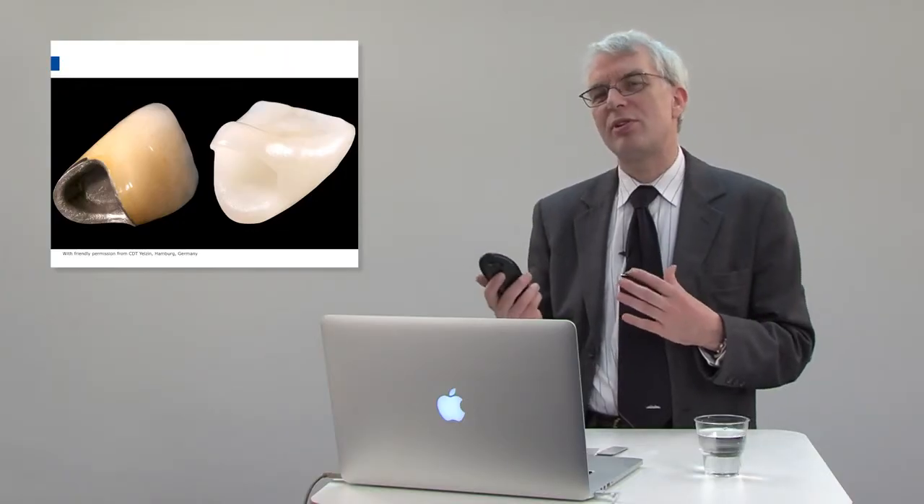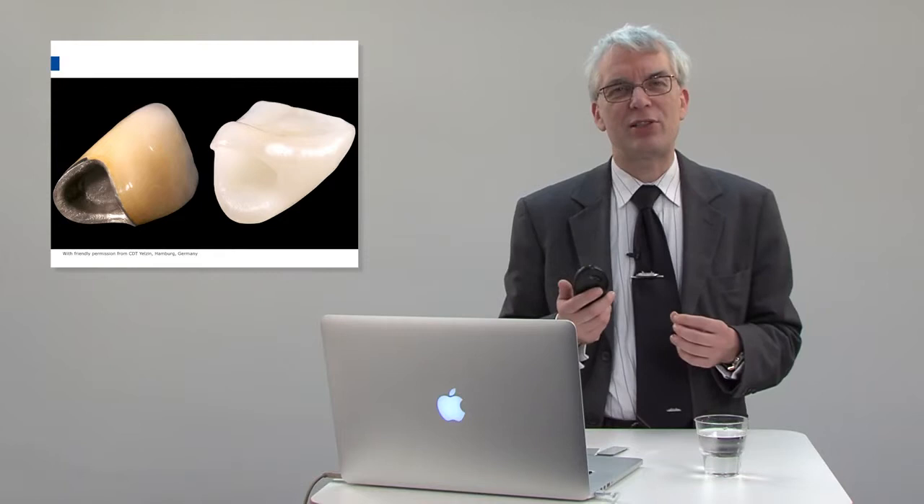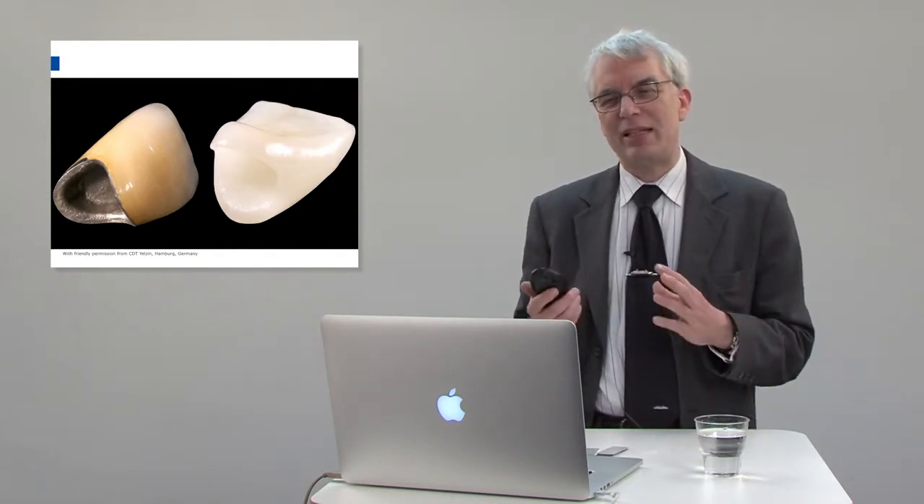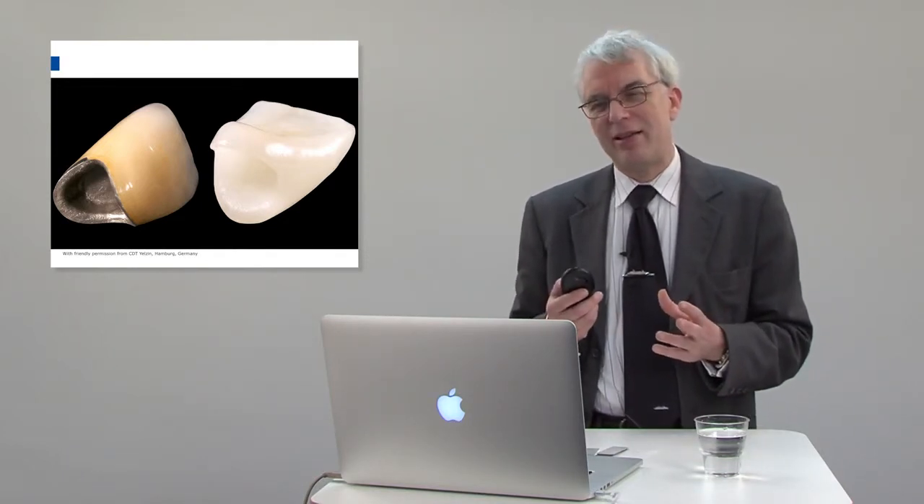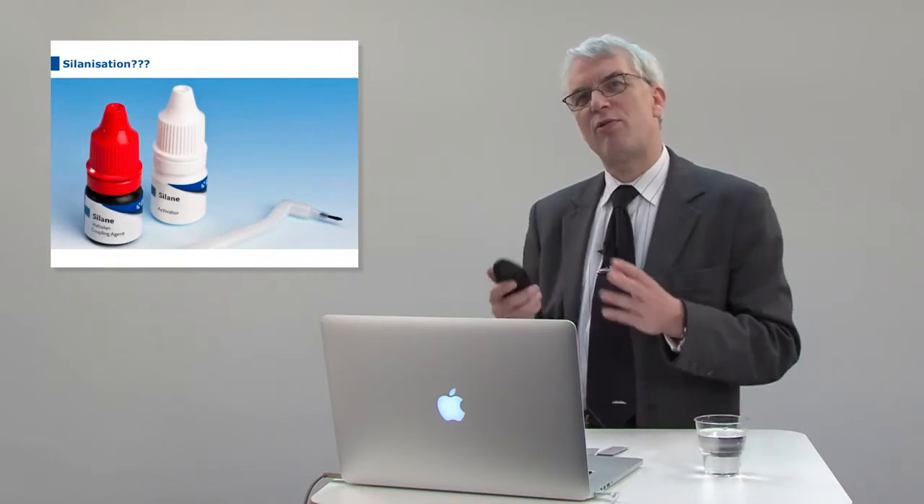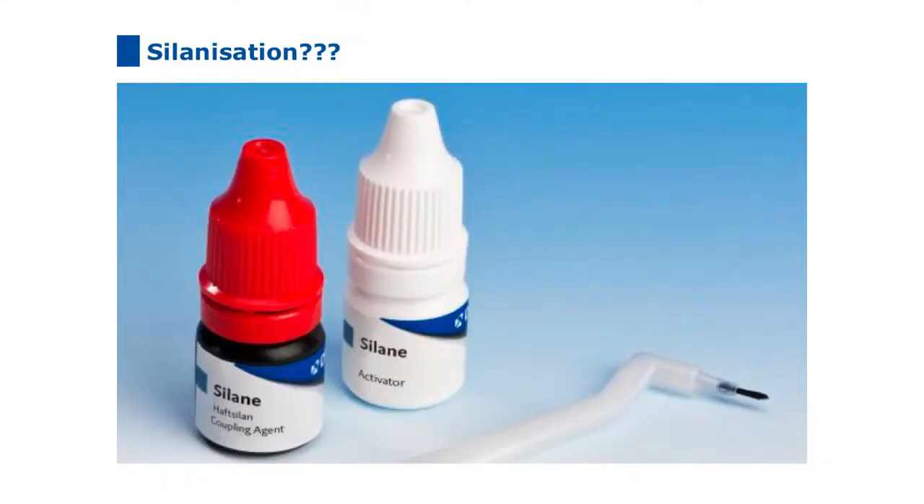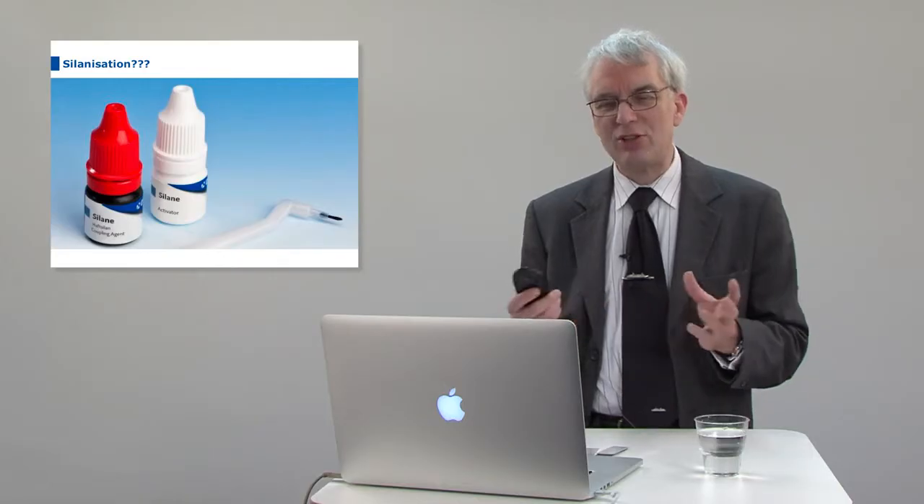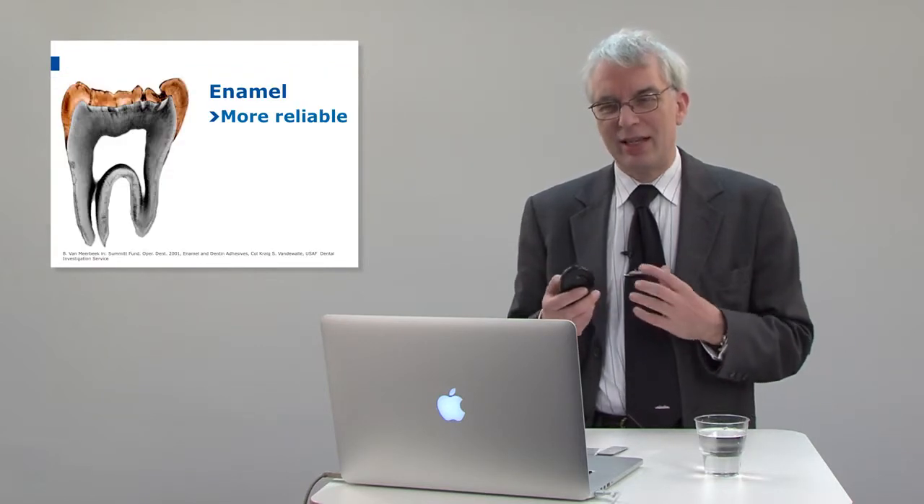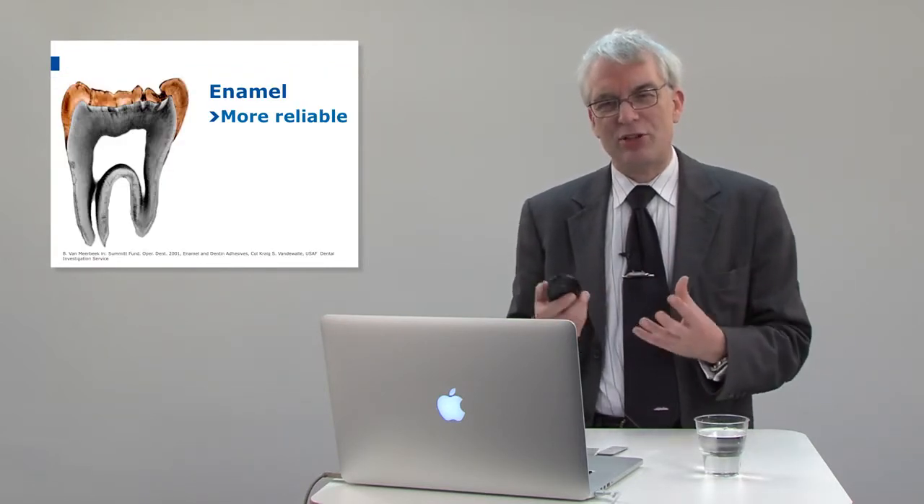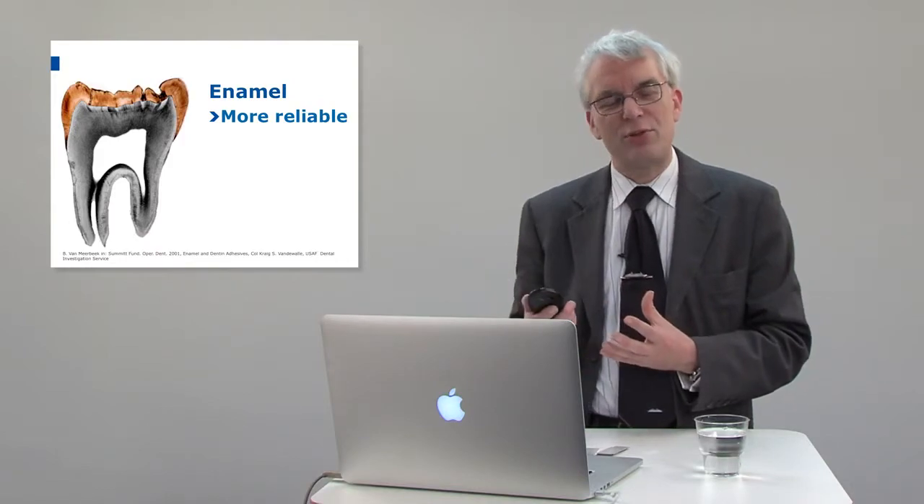What about the full ceramic restorations? Now, basically that depends. Silanization is good for glass ceramics, but it does not work on these high-strength ceramics like zirconium dioxide or aluminum oxide. So what are these? And what about the substructure of the tooth?